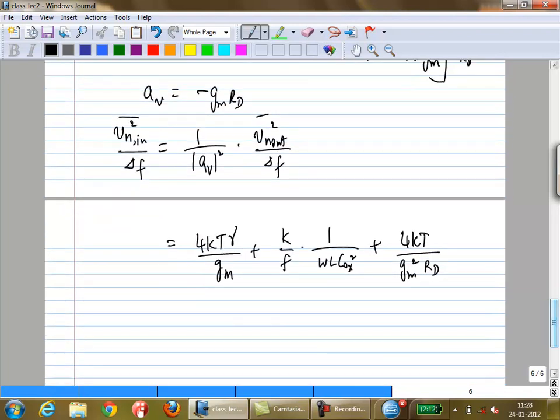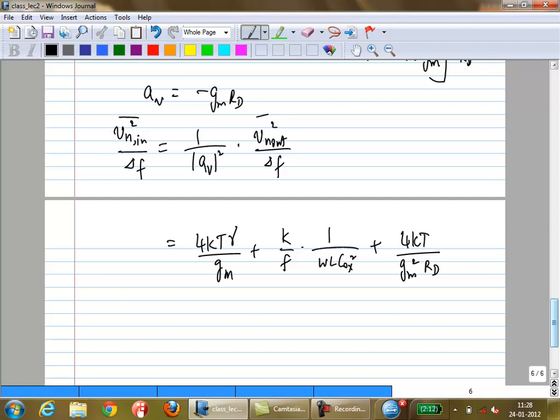So what does this tell you? This is the input referred noise voltage. Okay. So normally this tells you how much noise the circuit is actually adding. Right? Suppose you want to minimize this noise. What would you do?